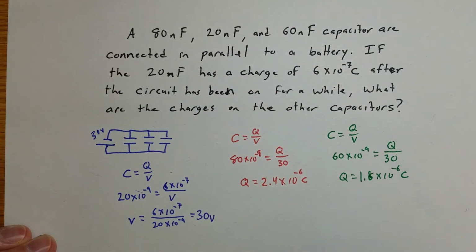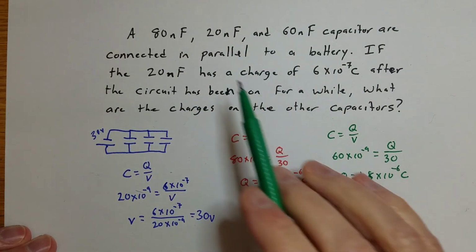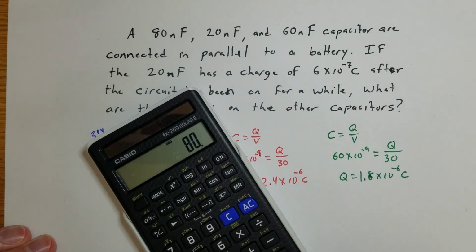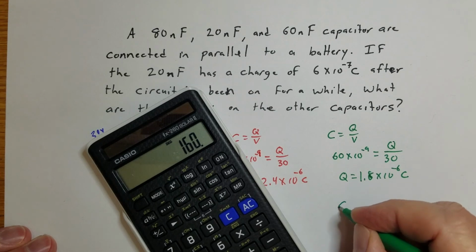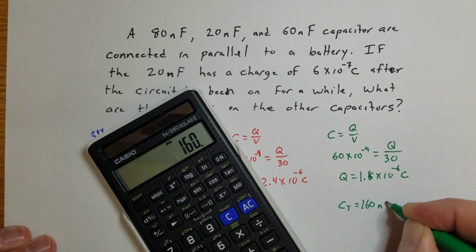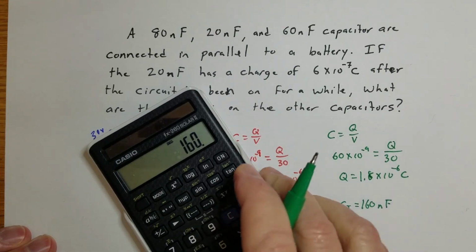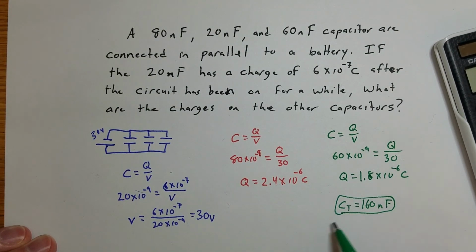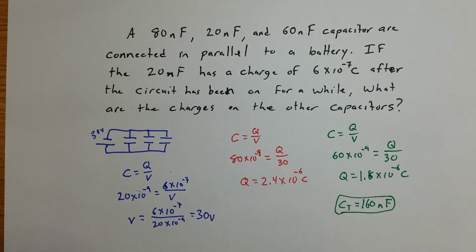Now what we can do is we can actually go back and figure out the total capacitance of this. So 80 plus 20 plus 60. Total capacitance is 160 nanofarads. And then we can take that and figure out the total charge from it and see if it matches these charges added together. If it does, we did everything correctly.